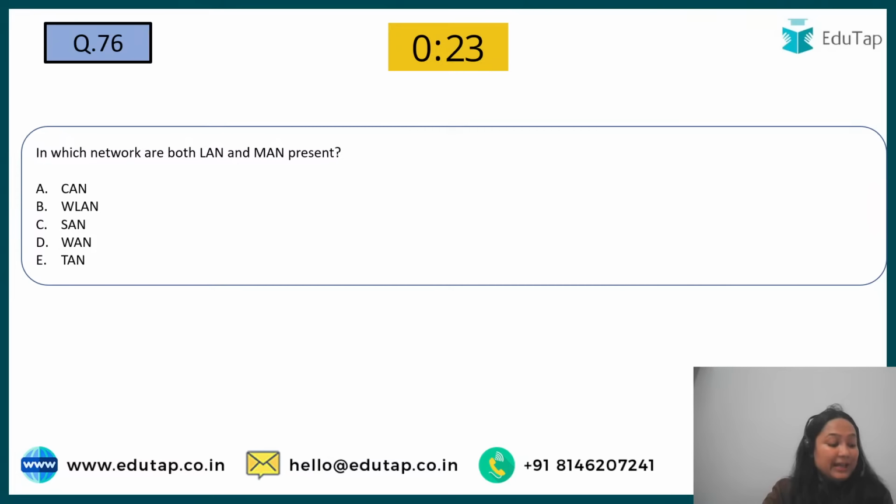Option number D, absolutely correct. Wide area network, WAN, will be the correct answer, because when we are talking about the WAN, we are talking even on a higher level. We are talking about a national level, a continental level, a global level, in a wide area.